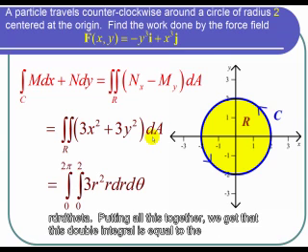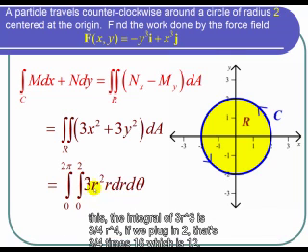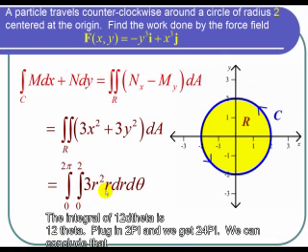So putting all this together, we get that this double integral is equal to the integral, theta goes from 0 to 2 pi, r goes from 0 to 2 of 3r squared times r dr d theta. To integrate this, the integral of 3r cubed is 3/4 r to the 4th. If you plug in 2, that's 3/4 times 16, which is 12. And then the integral of 12 d theta is 12 theta. Plug in 2 pi, and we get 24 pi.